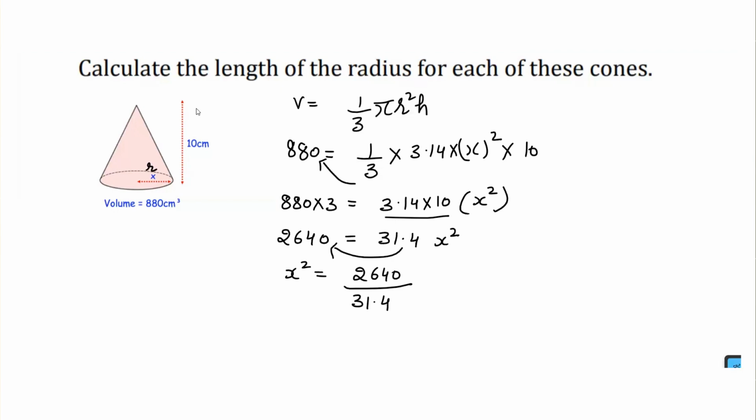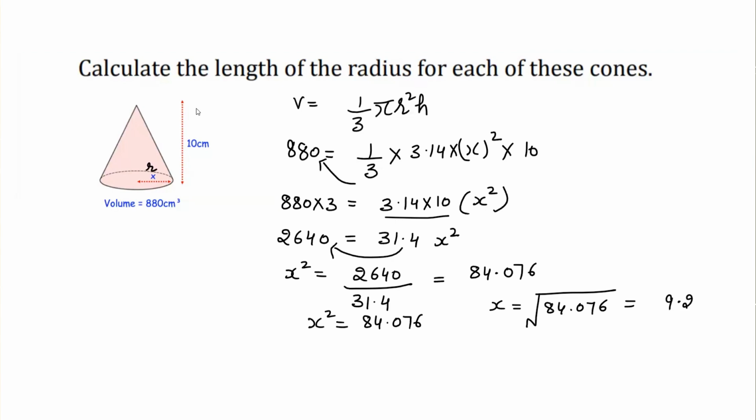So when I solve this, I will get 84.076. So x square is equal to 84.076. We want to find out the value of x. We will take x is equal to the square root of 84.076, and when you calculate this, we will get approximately 9.2 centimeter.